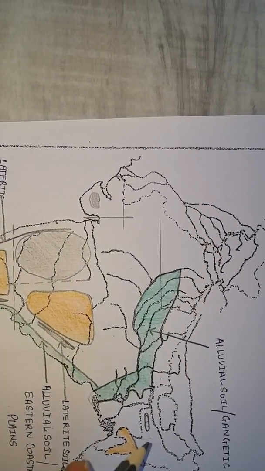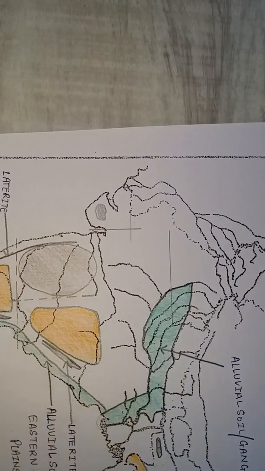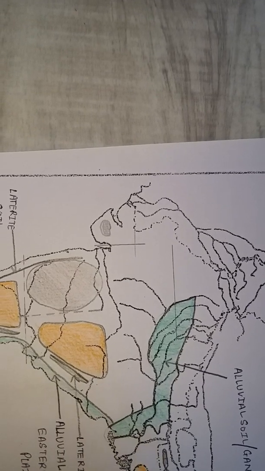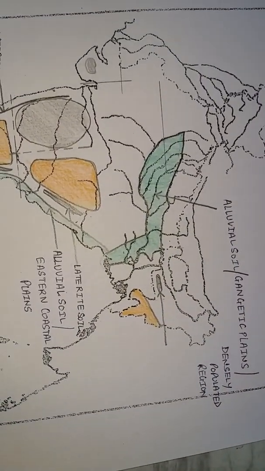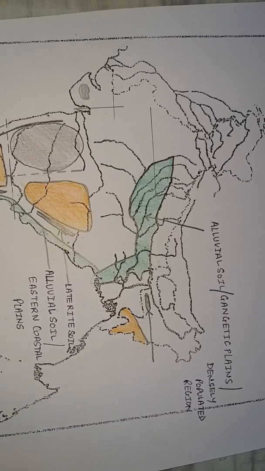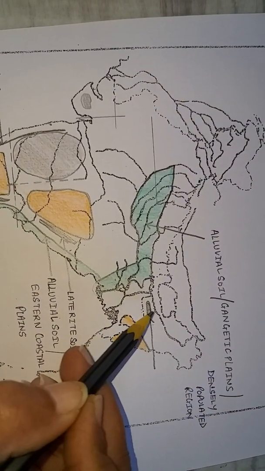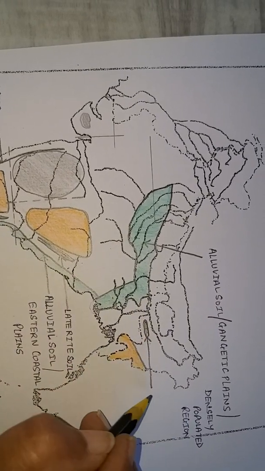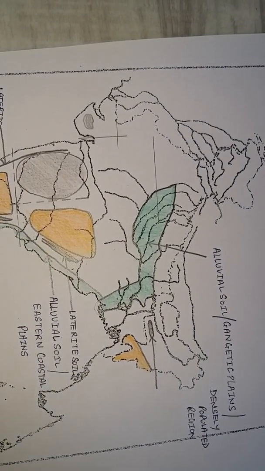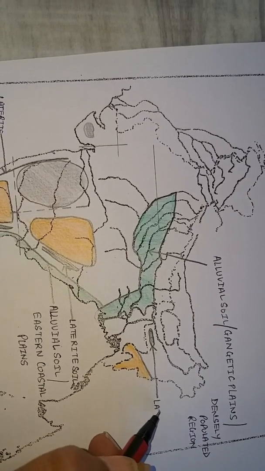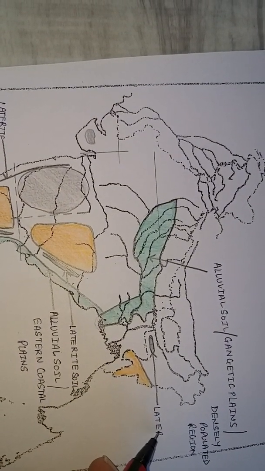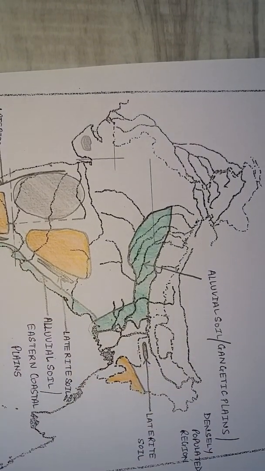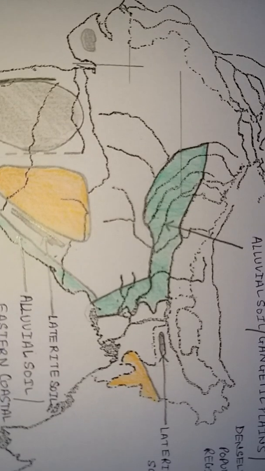And now let us color it and label it. So this is laterite soil. What have we done? In the center of river Brahmaputra and the boundary of Bangladesh, we had drawn a patch. Now let's label it. Okay, hope you have understood how it has to be drawn.